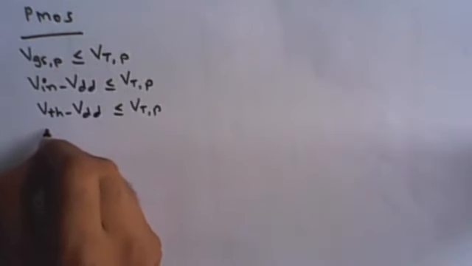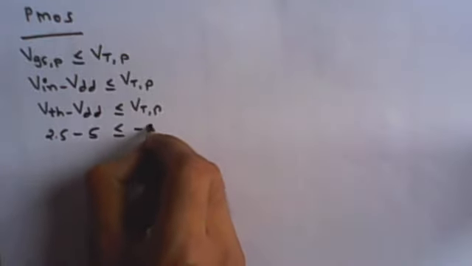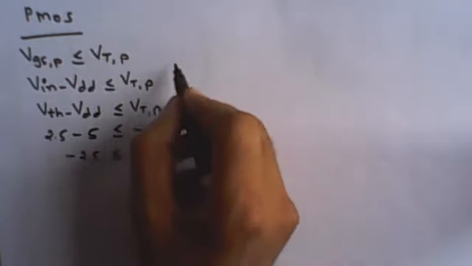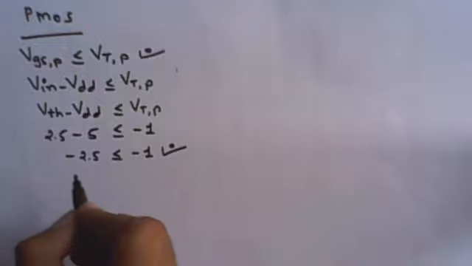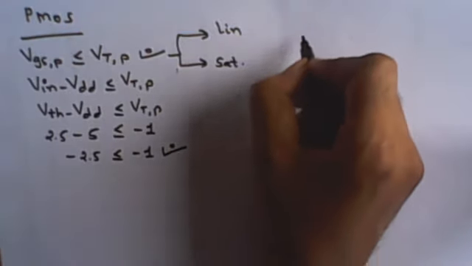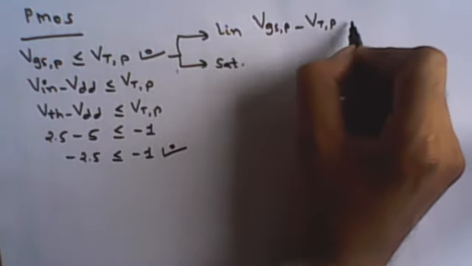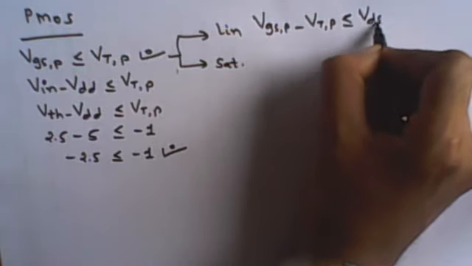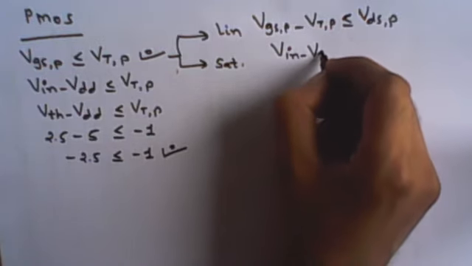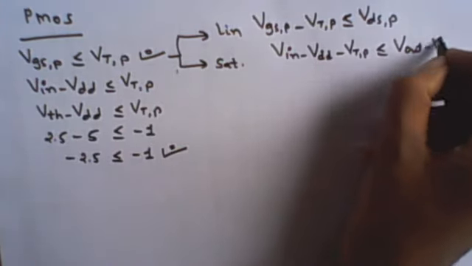Let's put in the values, so you'll get a better idea. VTH is 2.5, VDD is 5, and VTP is -1. So -2.5 is less than -1. This condition is satisfied. That means the pMOSFET operates in a conducting state, either linear or saturation. For the linear region, the condition is that VGS of P minus VT of P is less than or equal to VDS of P. Let's substitute: VGS of P is input minus VDD, and VDS of P is output minus VDD.